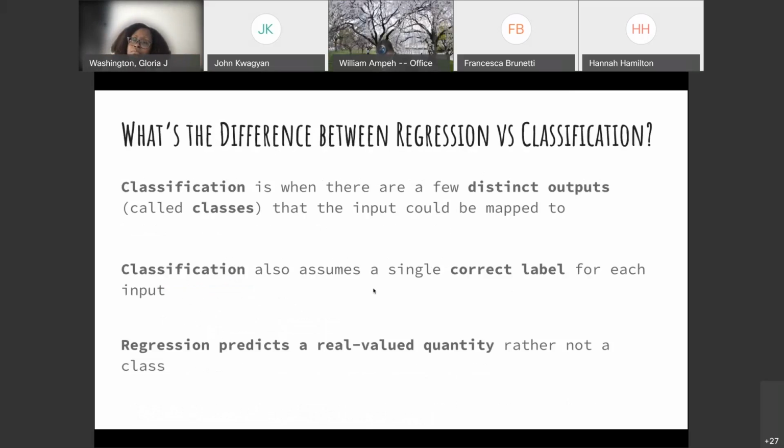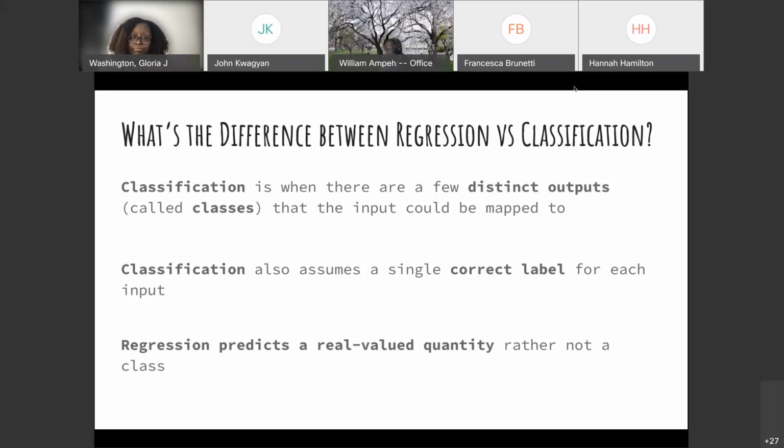Okay. So there was also a discussion yesterday of what is the difference between regression and classification, and how certain elements of the neural network can kind of mimic regression. Classification is when there are a few distinct outputs called classes that the input could be mapped to. And classification also assumes that usually there is one single correct label for each input. And regression is different. It predicts a real value quantity rather than a class.